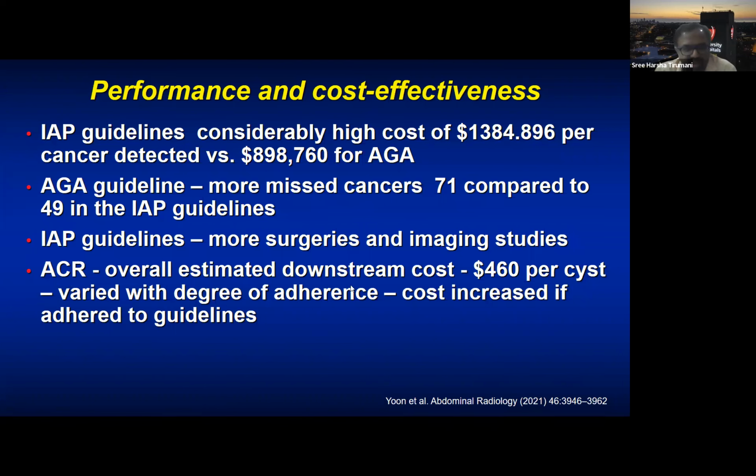When it comes to the ACR, in one study, they found that the average cost per cyst, basically per person, was around $460. But again, based on the referring physician, if the referring provider really stuck to the ACR guidelines, the cost actually doubled. It went from $460 to $850. But if they underutilized the guidelines, the cost actually halved. Now, this study didn't go into the missed cancers when they do that, but it's interesting that following the guidelines comes with a higher price tag. You need to keep that in mind.